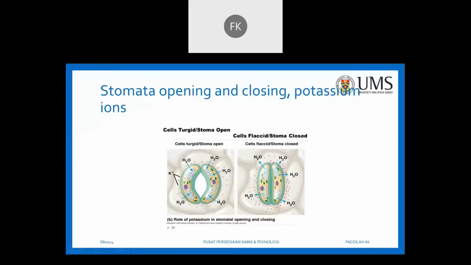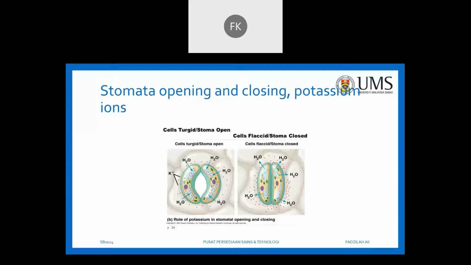accumulation hypothesis. In the potassium ion accumulation hypothesis, the opening of the stomata is associated with the influx of potassium ion, K+ ion, into the guard cell from the epidermal cell. During the day, blue light increases the activity of the proton pumps found in the membrane of the guard cells. The proton pumps use ATP produced during the photosynthetic light reaction to transport hydrogen ion out of the guard cell.